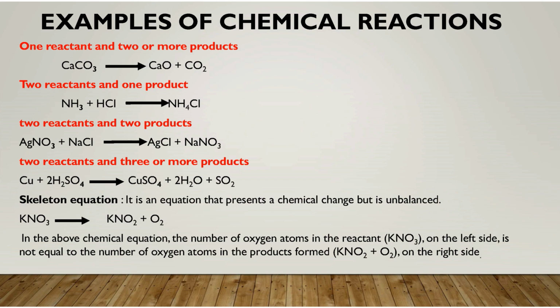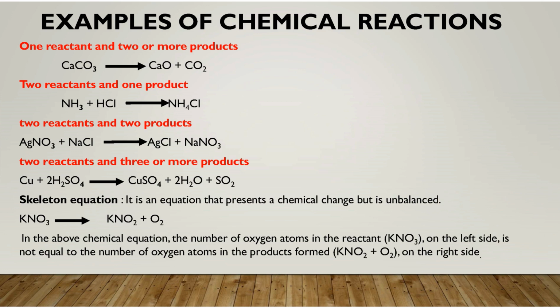Then the next condition is 2 reactants and 2 products. So you can see there are 2 reactants and 2 products. So AgNO3 means silver nitrate plus sodium chloride. It will form AgCl, silver chloride, plus NaNO3, sodium nitrate. So always remember the chemical names of the elements. You see, I am taking all the elements' chemical names. So you have to remember the chemical names of the elements and the formulas of the elements.